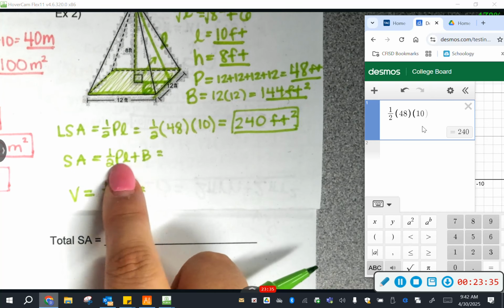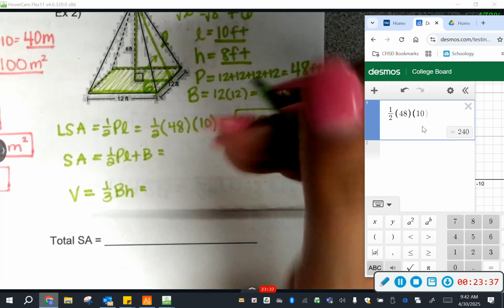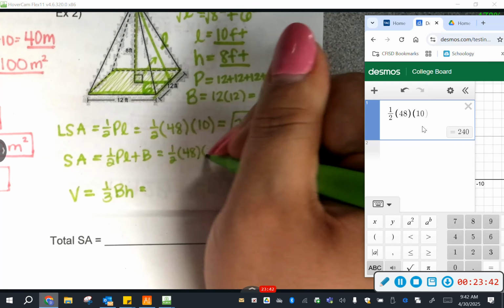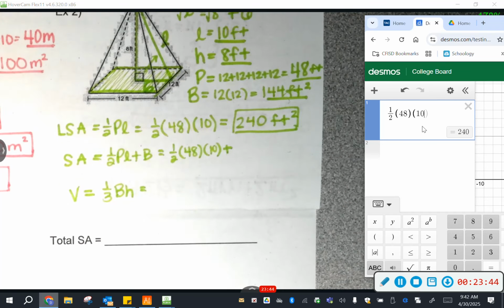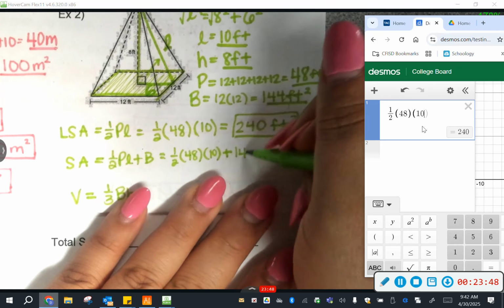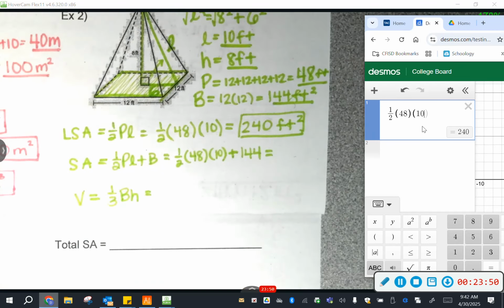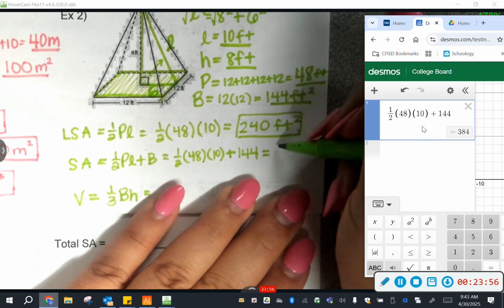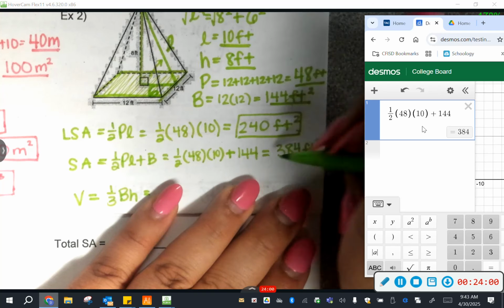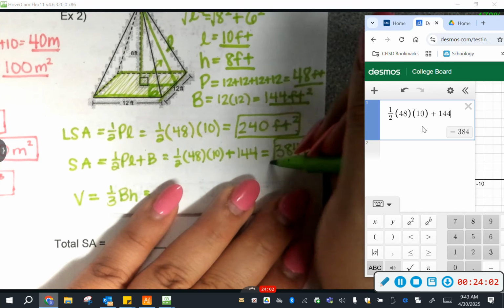Now again, you could just do right here 240 plus the B. I'm going to fill it all in, but that's what you could do. What's my B? 144. Make sure you plus 144, not times it. And you get 384 feet squared.